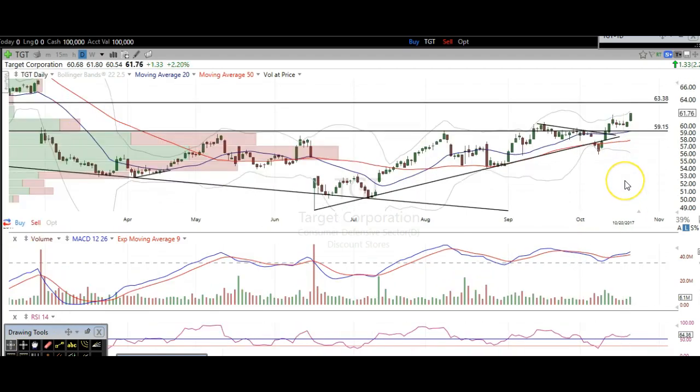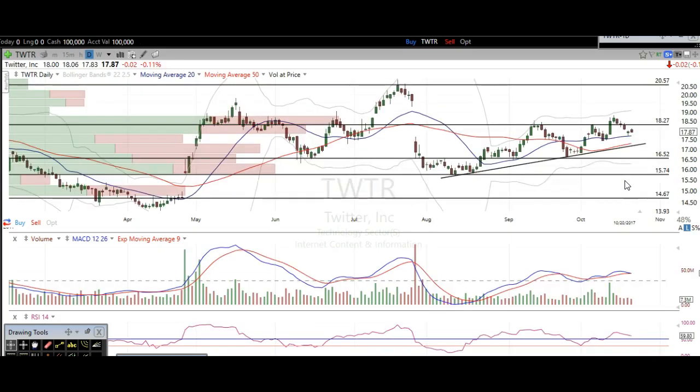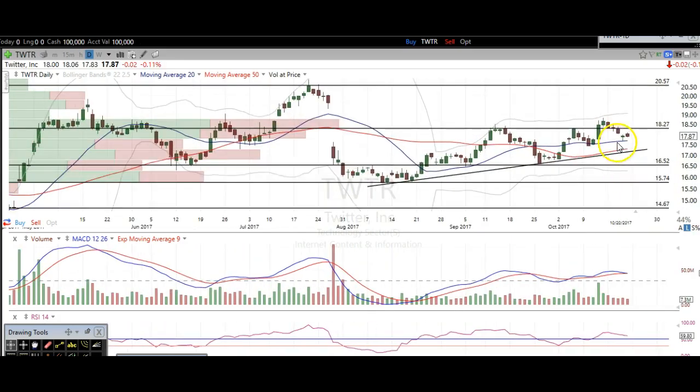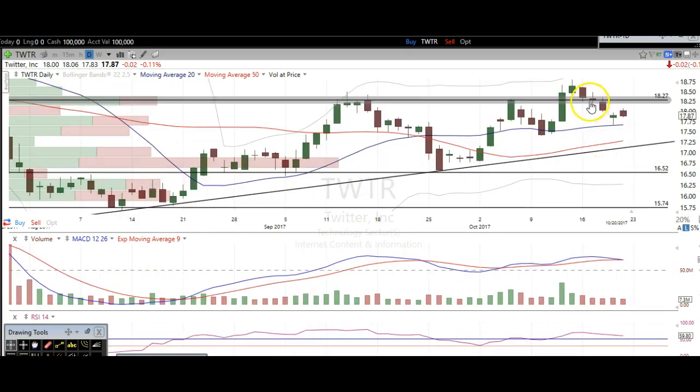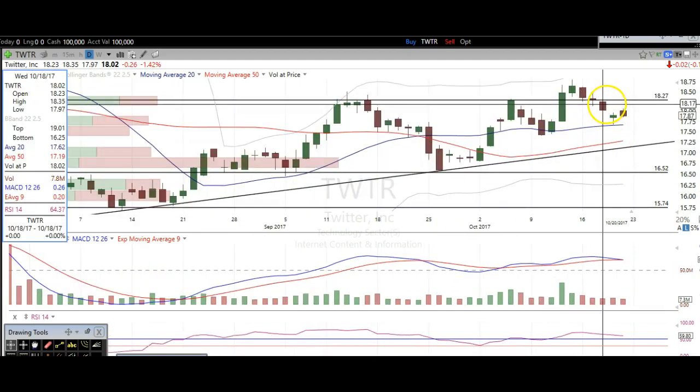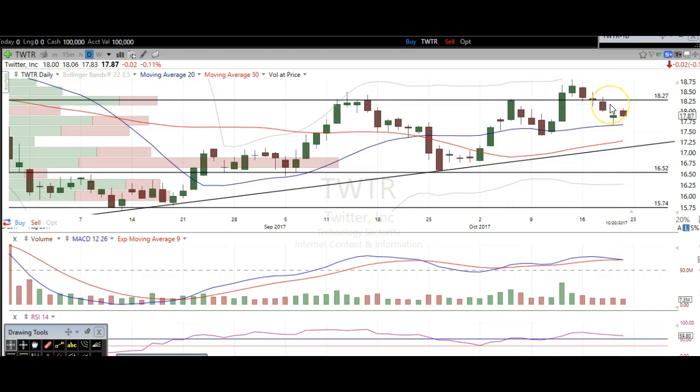So let's move on to the next play here, and this is Twitter. And this is another one that we saw a false breakout move on. And you can clearly see that we had a resistance here, resistance there. We broke over it right here, and then ended up breaking back below it right there. And we called for some downside move as soon as we broke this 1827, 1825. As you can see, we headed lower right there.